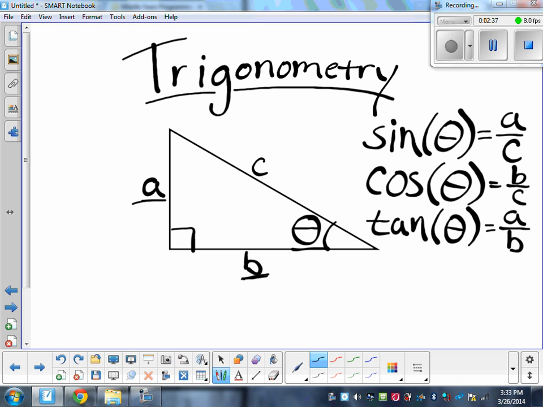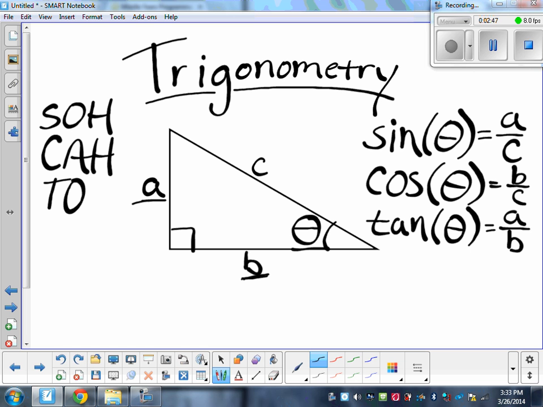If you're having trouble remembering which sides are which ratios, you can remember this phrase, SOH-CAH-TOA, which simply means that the sine is equal to the opposite divided by the hypotenuse, the cosine is equal to the adjacent divided by the hypotenuse, and the tangent is equal to the opposite divided by the adjacent.